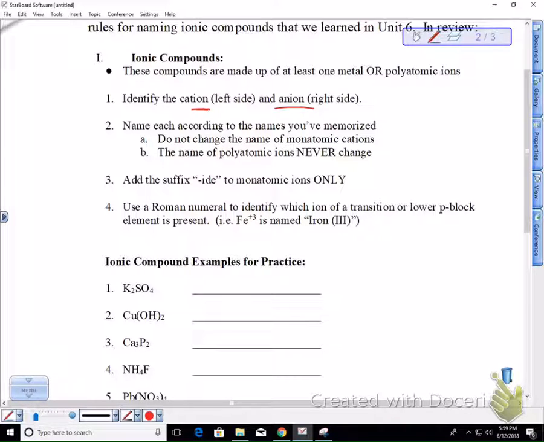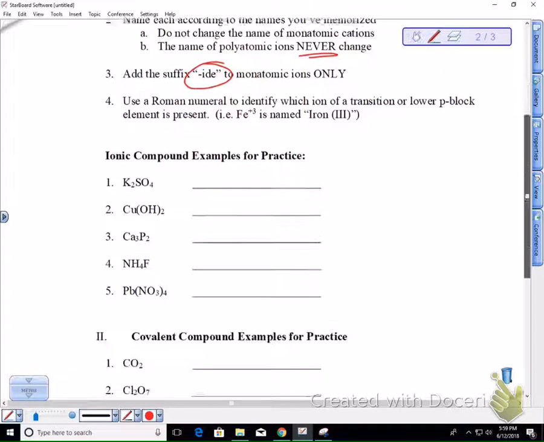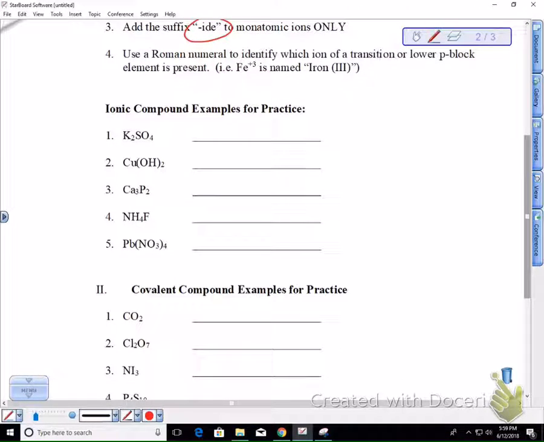And for these, we either have monatomic ions or we have polyatomic ions. So if it's a polyatomic ion, we will never change the name. And if it's a cation, we don't really change it. But if it's a monatomic anion, we add the suffix IDE. And then the thing that you probably hated the most about ionic was knowing when to use the Roman numeral. And throughout the year, that will continue to be the bugaboo. So let's quickly review ionic with some examples here. Then we'll do a few more covalent, and then you'll have your homework practice.